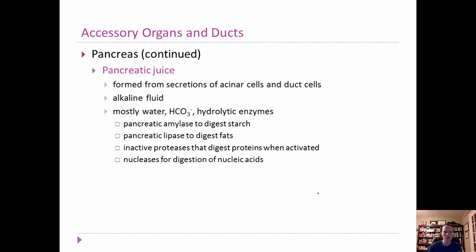Again, we just went through these. Amylase, lipase, inactive proteases. We'll talk about these in the very last section. We talked a little bit about why they're released. The proteases are released in an inactive form, like when I talked about pepsinogen turning into pepsin. So we'll talk about that a little bit later in the last section. And also, of course, the nucleases.